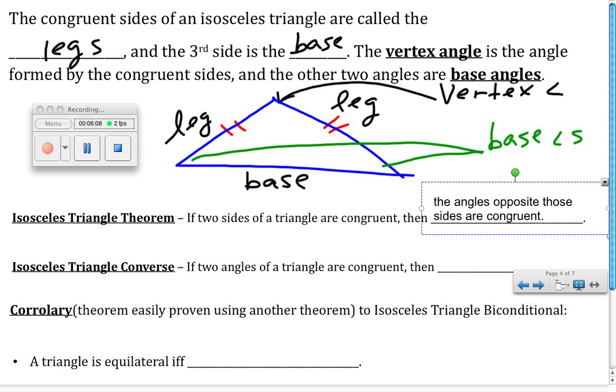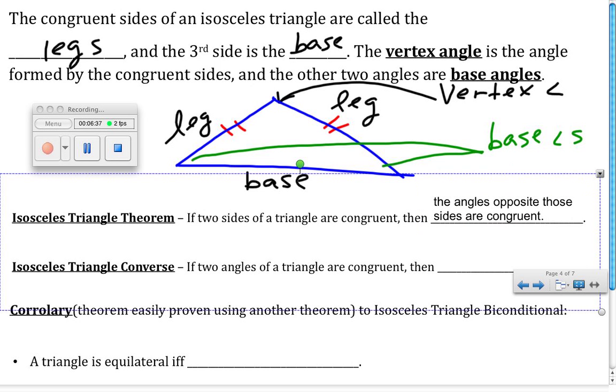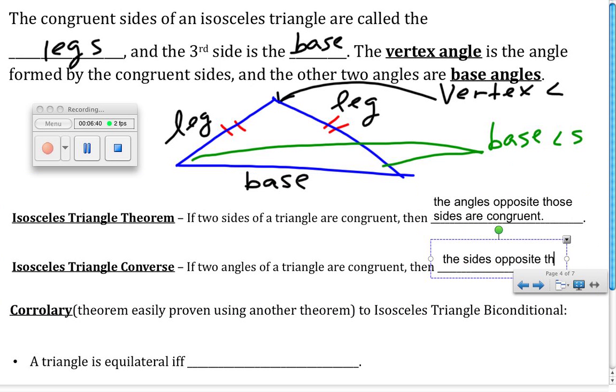The next property on our screen is the Isosceles Triangle Converse. Remember, when you're taking the converse of a statement, you're flipping it around. The Isosceles Triangle Theorem says if congruent sides, then congruent angles. So if I flip that around, I'm saying if congruent angles, then congruent sides. If two angles of a triangle are congruent, then the sides opposite those angles are congruent.